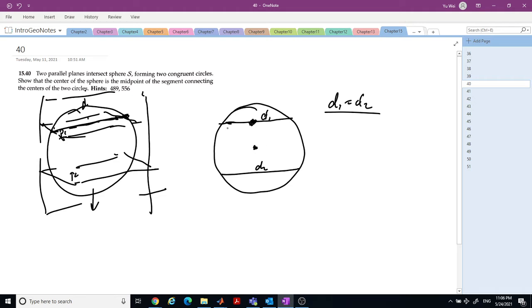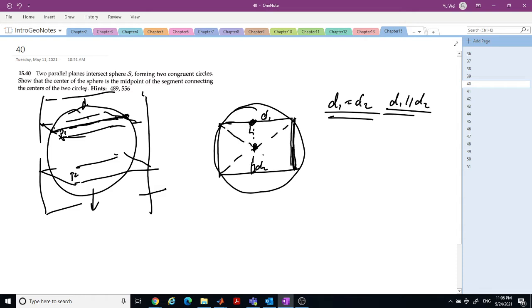Then we want to prove that the segment connecting the midpoints is the diameter. Okay, we know D1 equals D2, and D1 is also parallel to D2, right? The two faces are the same, so that's why the diameters are also parallel. Then we can take the center of this, right? So we know that if they are equal and parallel in a circle, right? This must be a rectangle.